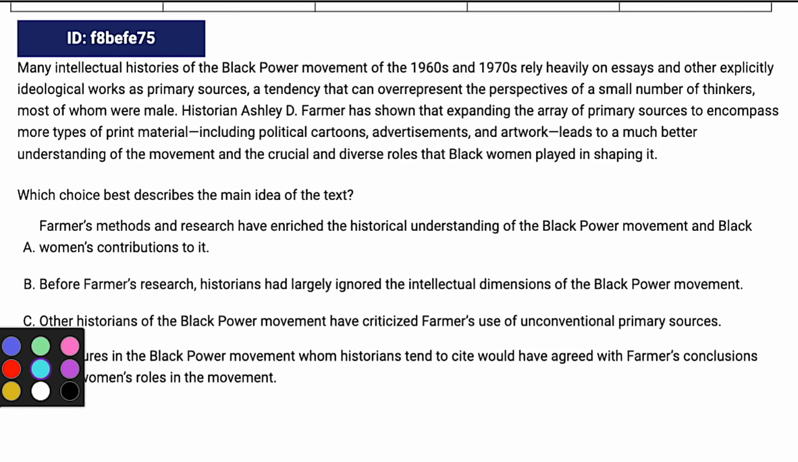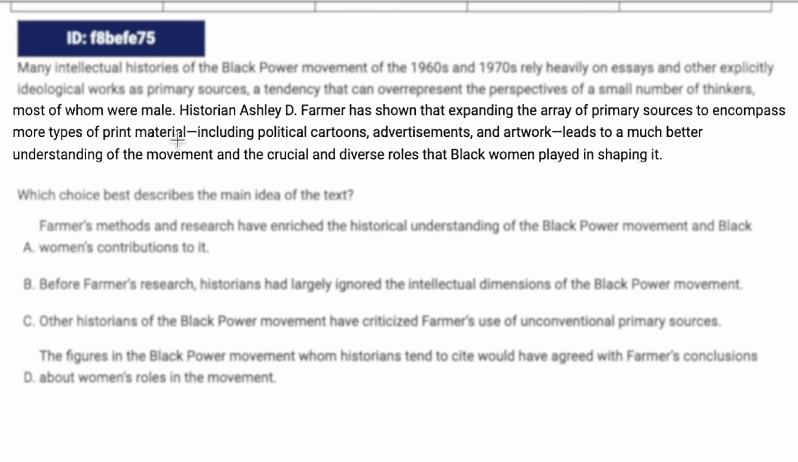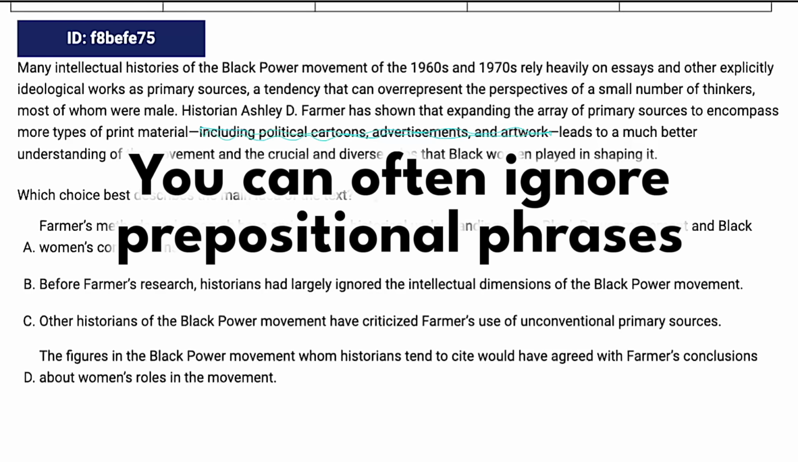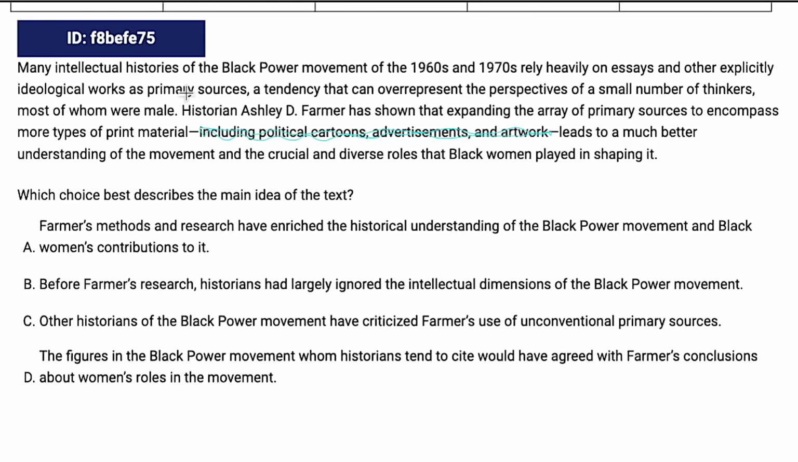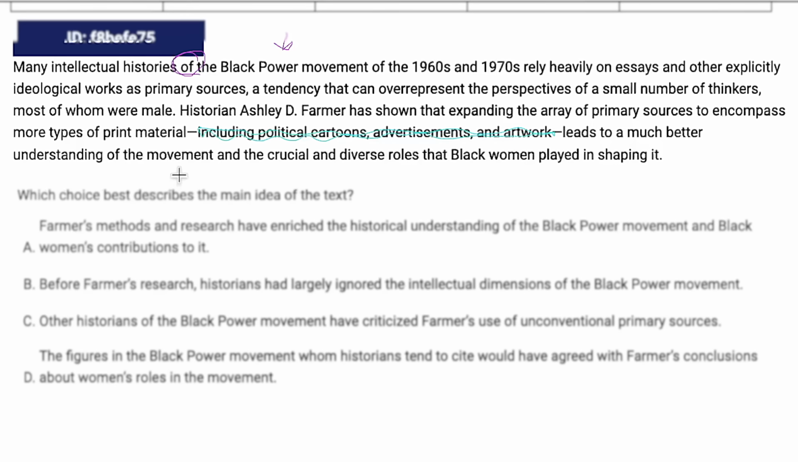A lot of the time, we could ignore non-essential information that is sandwiched between either two commas, a set of parentheses, or two dashes. So here, for example, we see there's a couple dashes here. So this is what would be considered non-essential information. And we can also, a lot of the time, ignore prepositional phrases. So if I were reading through this, I would get many histories of the Black Power movement. So the Black Power movement seems pretty important, even though this is technically a prepositional phrase. Without it, I wouldn't know which intellectual histories.